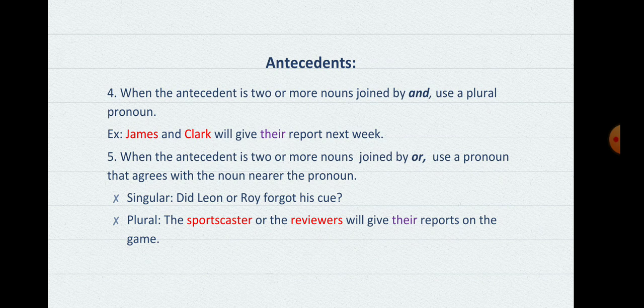Plural. The sportscaster or the reviewers will give their reports on the game. Which word is nearer the pronoun? In this case, reviewers. And reviewers is plural. So the pronoun must be plural. In this case, their.